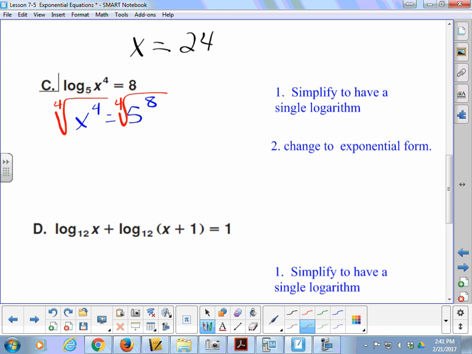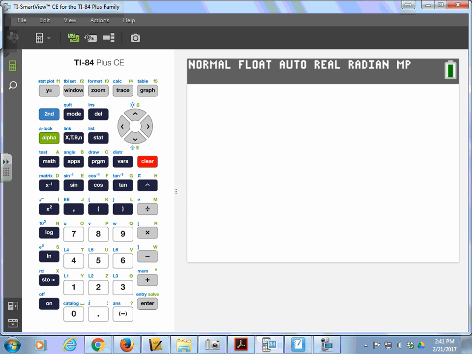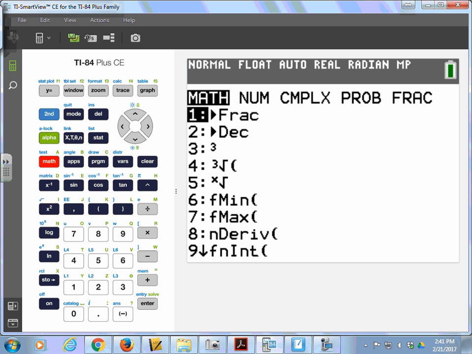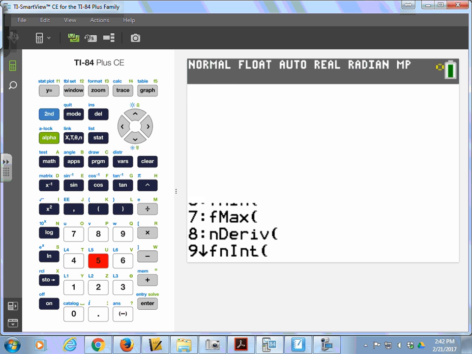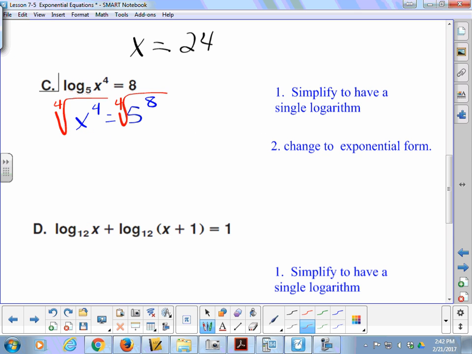So on our calculator then, when you go to math, number 5, you can put in whatever root you want. So we put in number 5, and the root is 4, 4th root of 5 to the power of 8. And we get 25. So x equals 25.